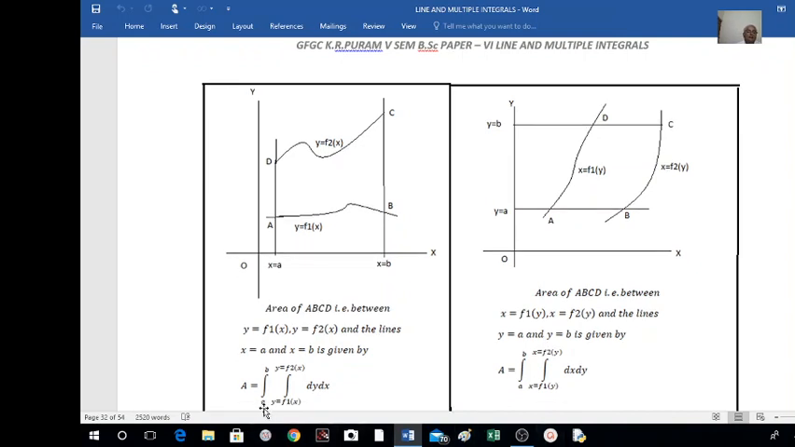That is, x takes the value from a to b, and y takes the value from f1x to f2x. Like this we can find it out. Or otherwise, like this also we can find it out.